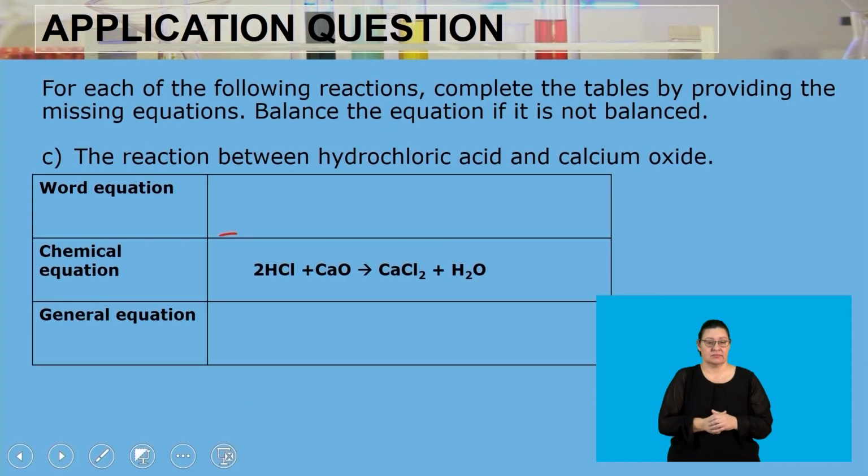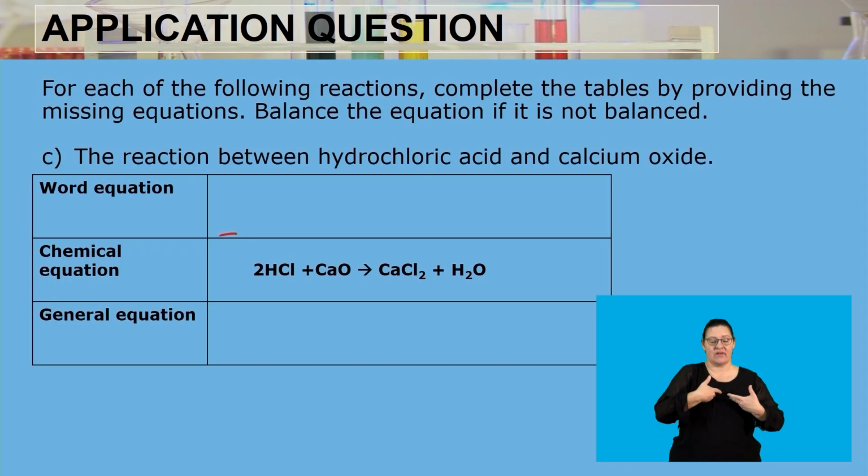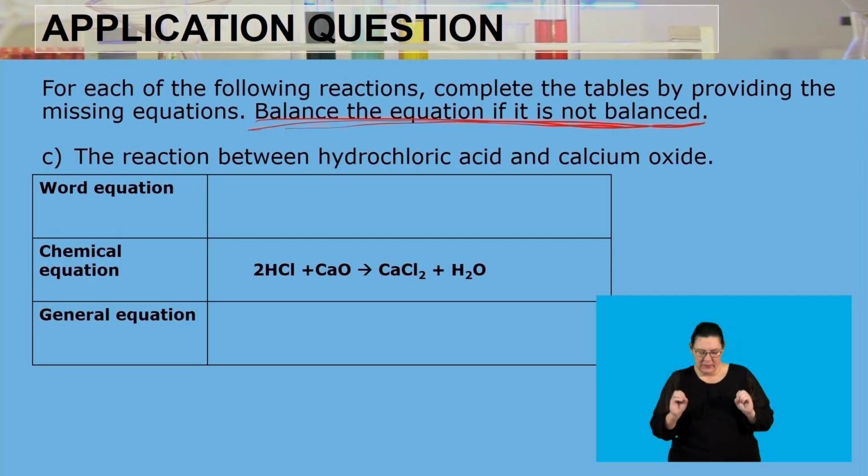Right, next one. Here, same table but then different reaction. However, on this one here, we are given a chemical equation. So what we need to now do is to just write the word equation and then give the general equation of this particular reaction here. And also you need to balance if the equation is not balanced. We're going to end with that one here.